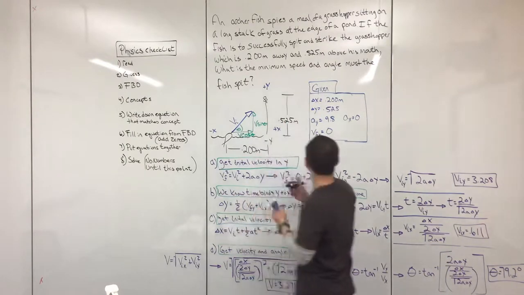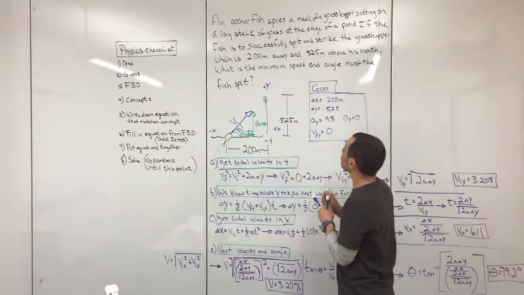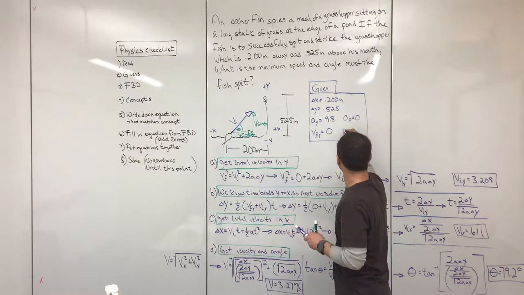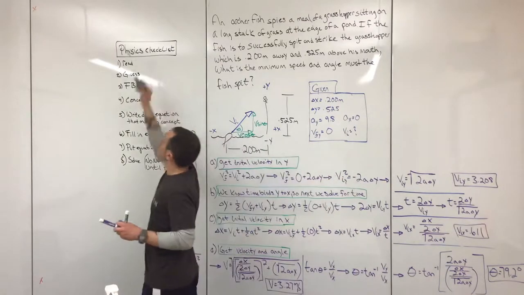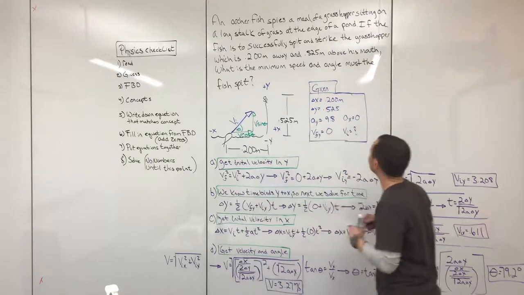All right, so they're asking us for initial velocity, right? Which is important to put in here. I didn't put the question in there, but there we go. All right, so step one's done. Now let's do the givens.